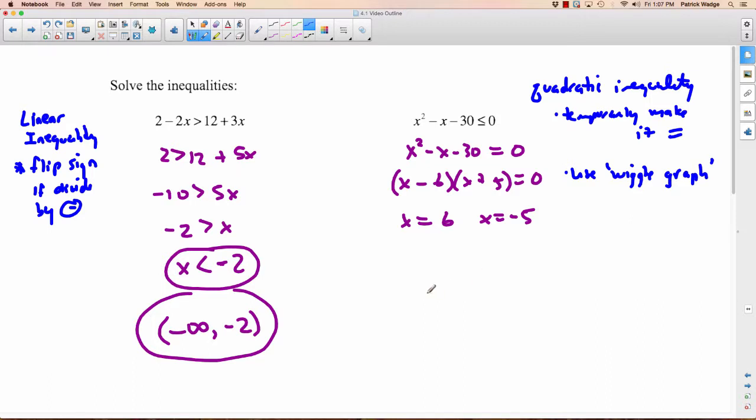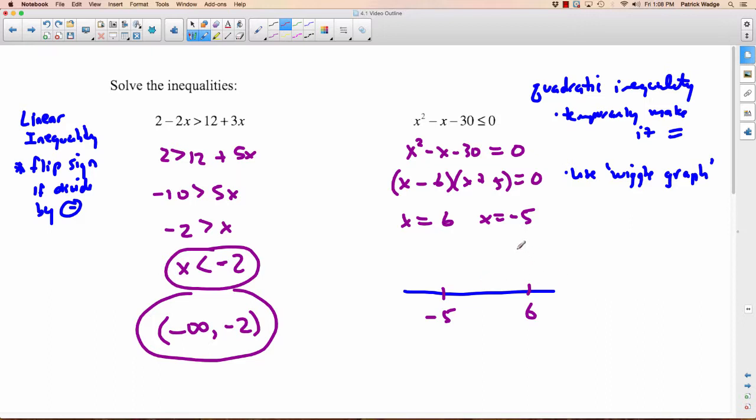Anyway, the way you do a wiggle graph is you make a very small number line and put these points on it in the right order, so I'd have -5 here and 6 here. Then you're going to test points in all of these different sections. Now, I know in the past you've done something like this where we only tested one section and then alternated, and that will work with quadratics, but just please this year get in the habit of checking every single section.